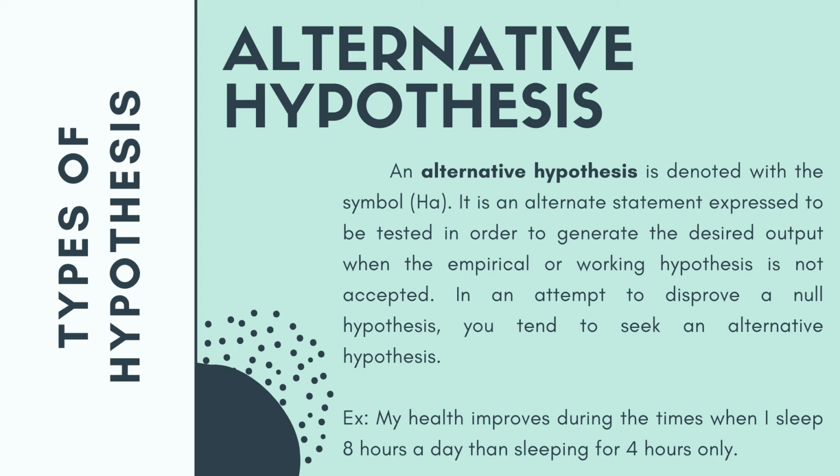An alternative hypothesis is denoted with the symbol HA, minsan H1. It is an alternate statement expressed to be tested in order to generate the desired output when the empirical or working hypothesis is not accepted. In an attempt to disprove a null hypothesis, you tend to seek an alternative hypothesis. So kung may relationship man, kung may pagbabago, then maaari kang mag-predict using an alternative hypothesis.